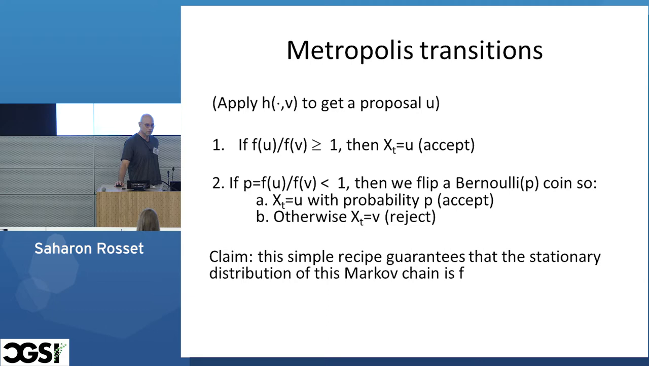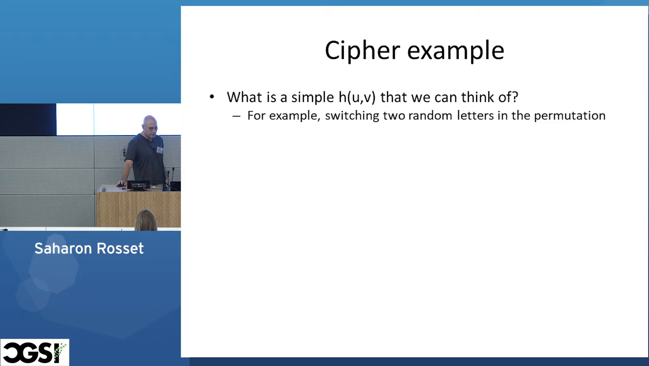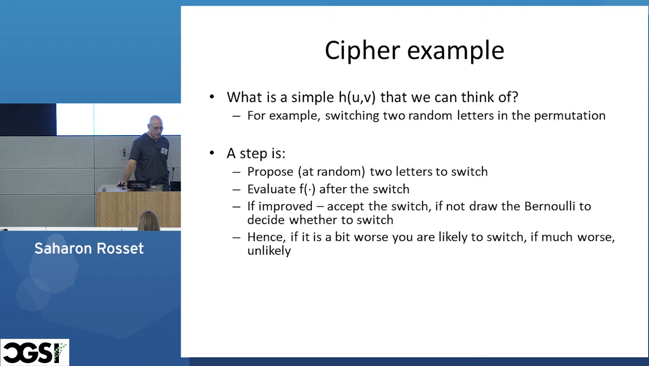So let's apply it to the cipher example. As I said, what's a simple h(u,v) that we can think of? The simplest one probably is to choose two letters at random and flip them. And what's now f(u) over f(v)? I have it explicit here. A step of this algorithm is we propose two letters to switch. We do the switch and evaluate f. We've already evaluated f before the switch. We evaluate f after the switch. If we've improved, then we accept the switch. And if not, we draw the Bernoulli and decide whether to switch or not.